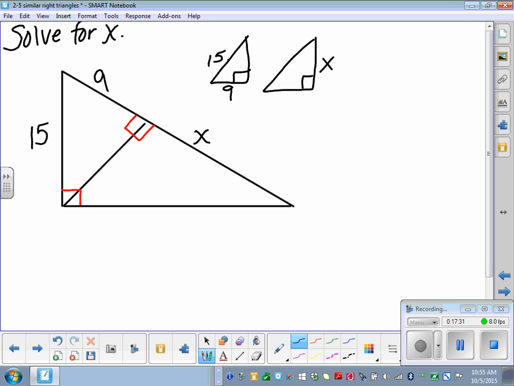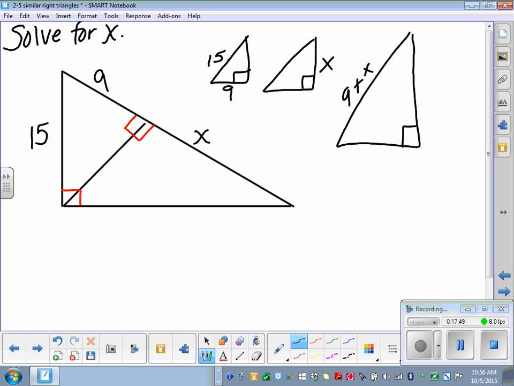Then we also have our huge, large triangle. I know this is going to make more sense. So we have our huge triangle here. Does everybody see it? Across from the 90 degrees is what? 9 plus x. So our hypotenuse will be 9 plus x.